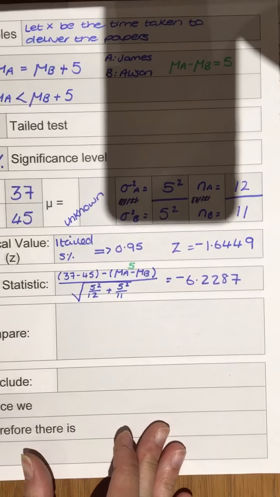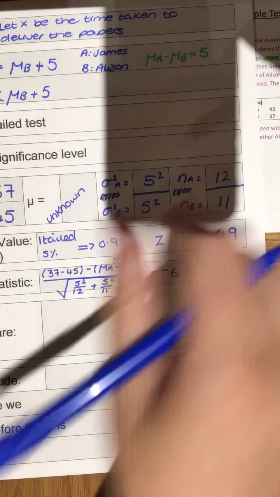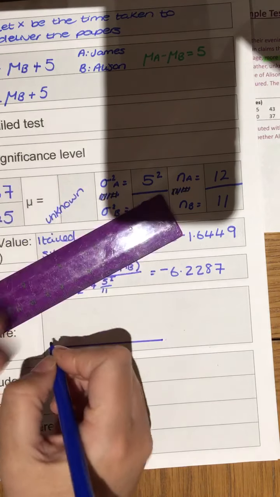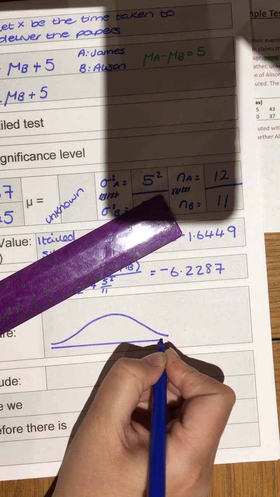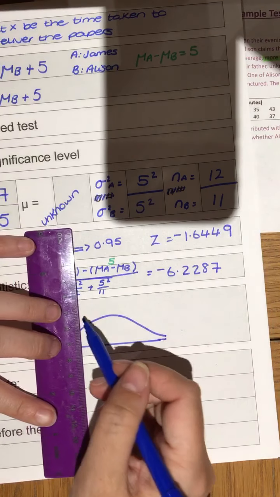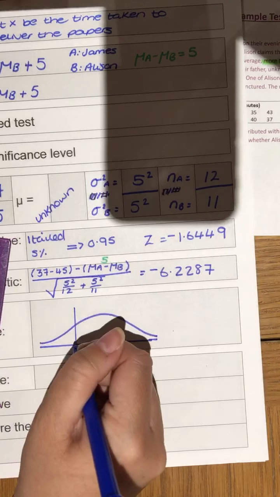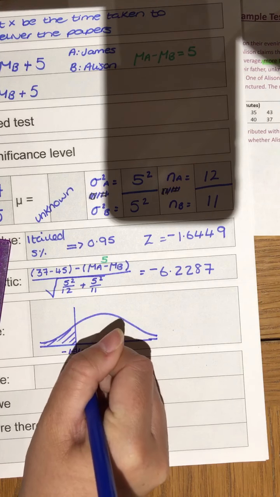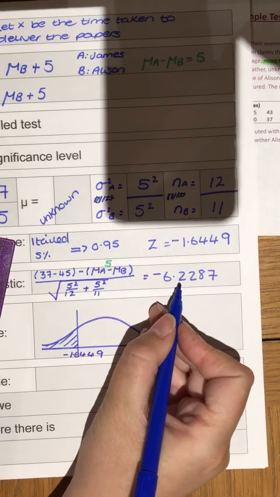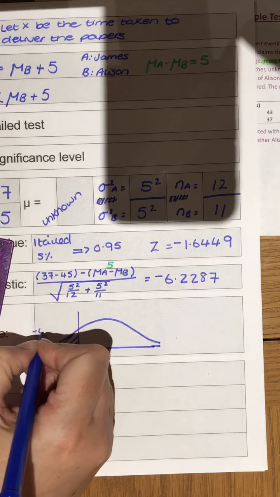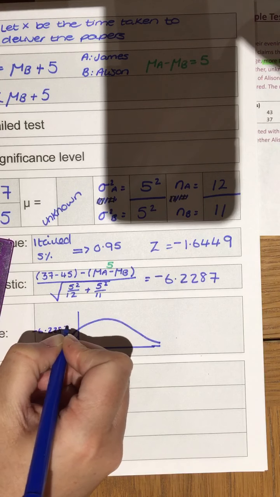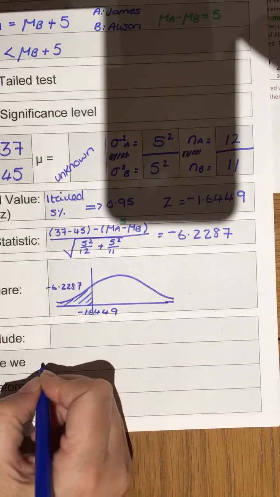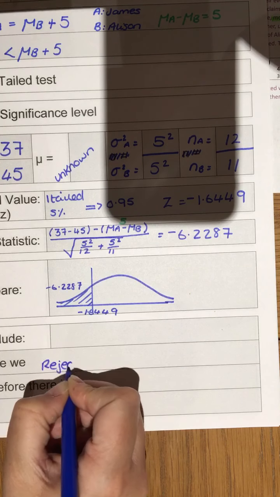Everything from here on in is exactly the same. I've got a ruler, with my normal distribution. And I put on my critical value, which was minus 1.6449, and I look where my test statistic lies. It'll be all the way over here, really low down. I accept in the belly, I reject in the tail, so I reject H0.